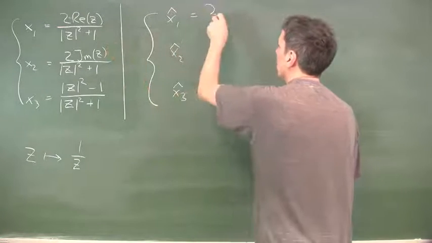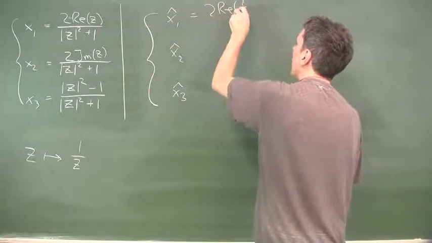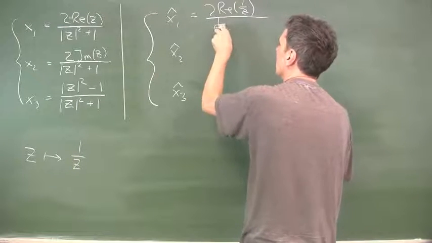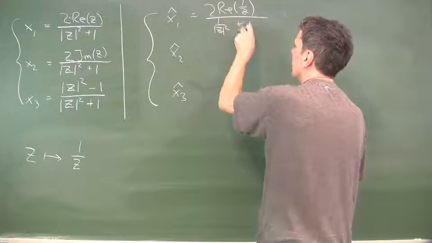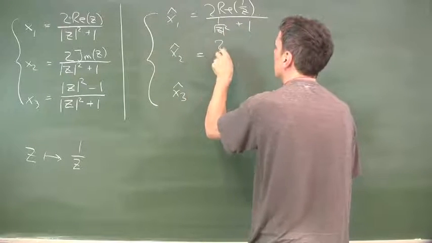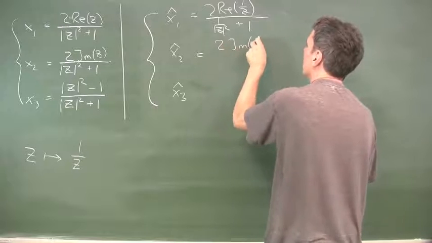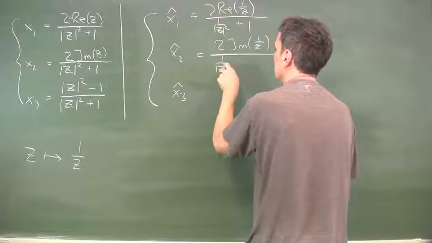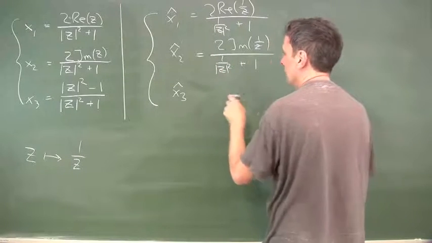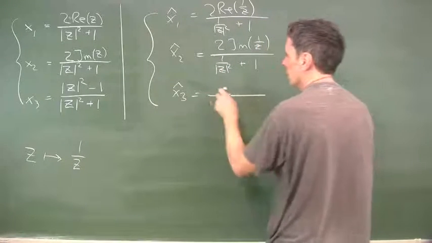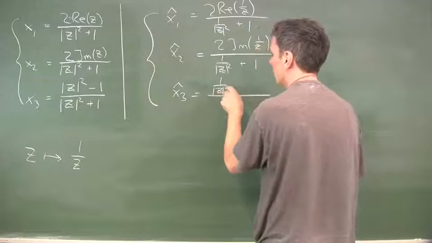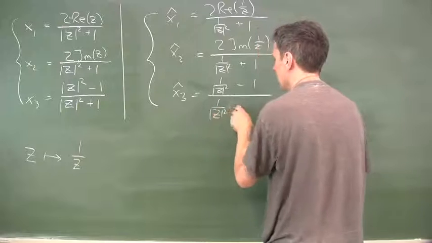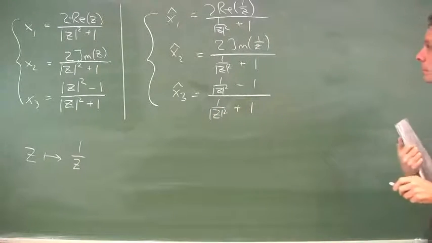So this will really be then 2 times the real part of 1 over z divided by 1 over z absolute value squared plus 1. And this will be 2 times the imaginary part of 1 over z divided by 1 over z absolute value squared plus 1. And down here then we'll get 1 over z absolute value squared minus 1, and down here the same thing with the plus sign then.